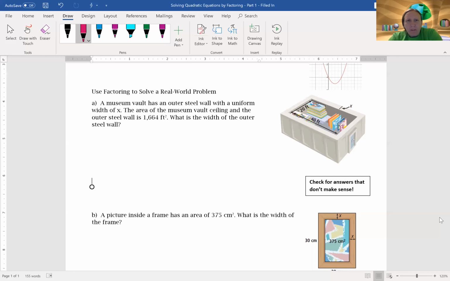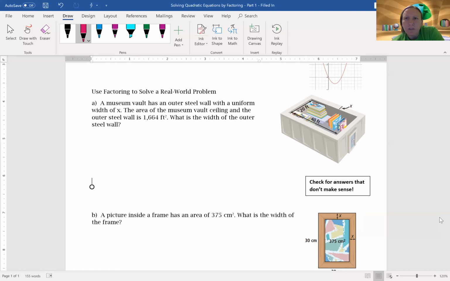To figure out what those factors should be that multiply to something and add to something else. Calculator's totally fine with me for this. So we have a museum vault that has an outer steel wall with a uniform width of X. The area of the museum vault ceiling and the outer steel wall is 1,664 square feet. What is the width of the outer steel wall?